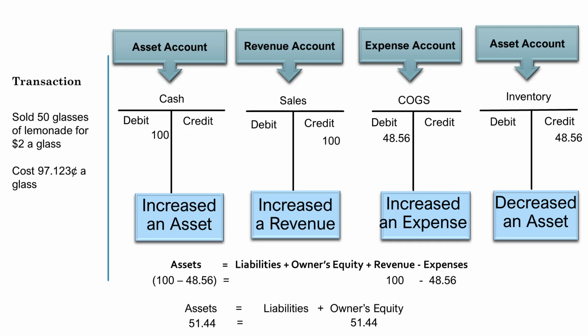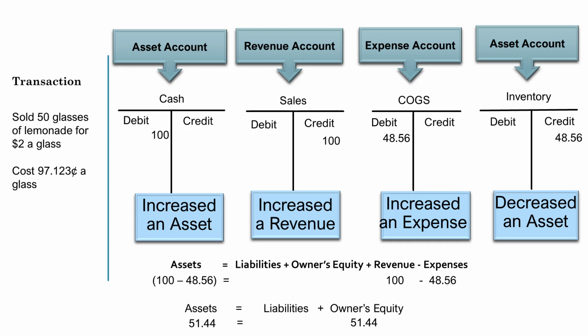There are two parts to this transaction. The first part is Johnny made $100 in cash from lemonade sales. This increased sales, which is a revenue, by 100. The second part is to record the cost of inventory sold and to reduce inventory for its costs. Remember, each glass of lemonade cost Johnny 97.123 cents a glass.